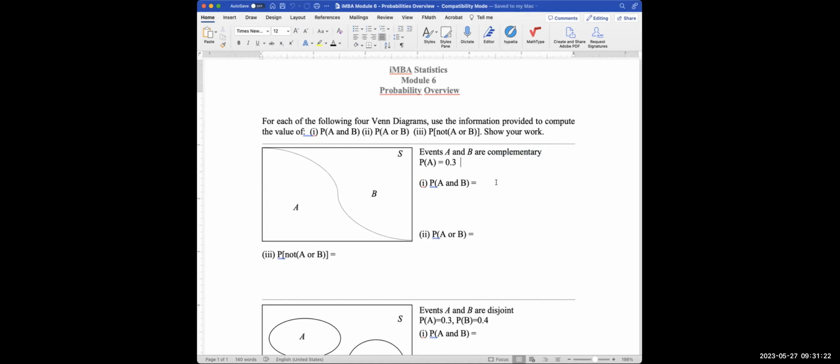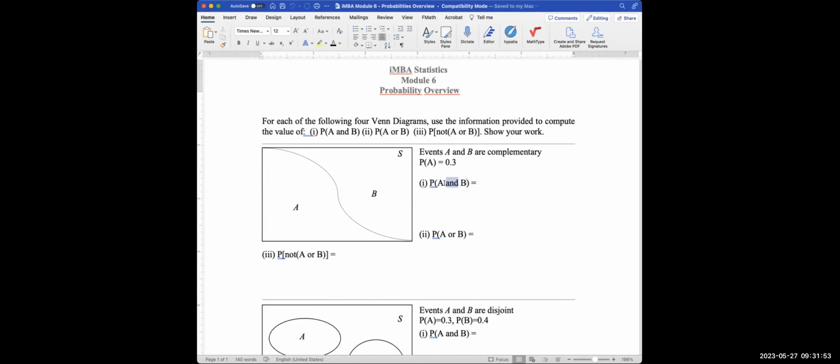So let's talk about an event. Let's say A is the chance of rain, and the chance of rain is 30%. From knowing about the chance of rain and knowing that there are only two possibilities, there's rain or there's no rain, can you solve for these different probabilities? So we're going to consider what's the probability of A and B.